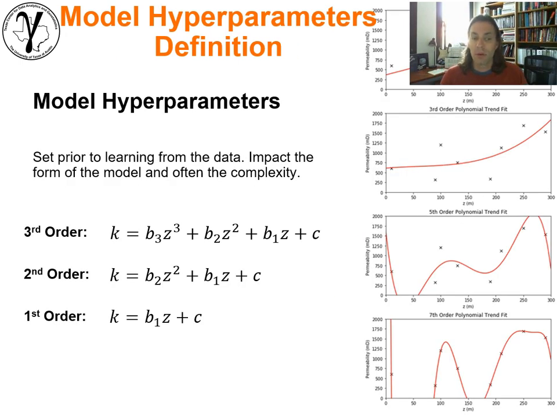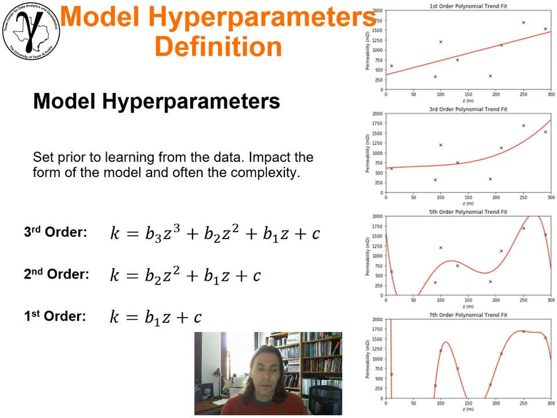The hyperparameters, those are different. The hyperparameters are the degree of complexity of the model. For instance, the choice of whether we use a third order, a second order, a first order, a fourth order, a fifth order, that would be a hyperparameter. Which one of those models we choose, that could be a hyperparameter that we could set.